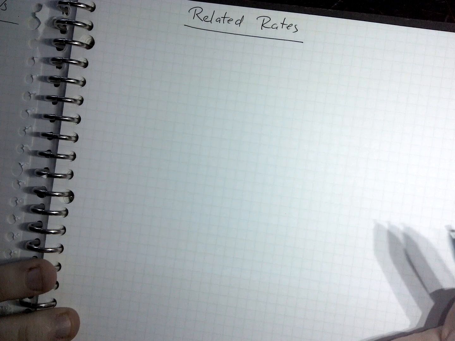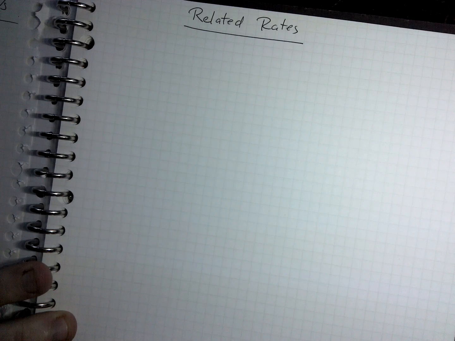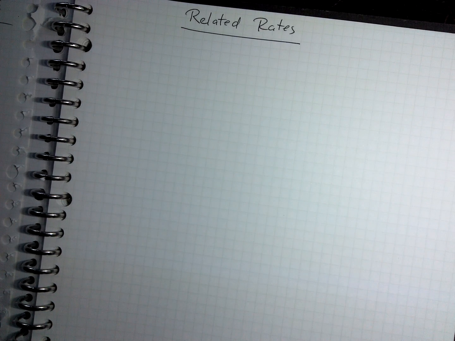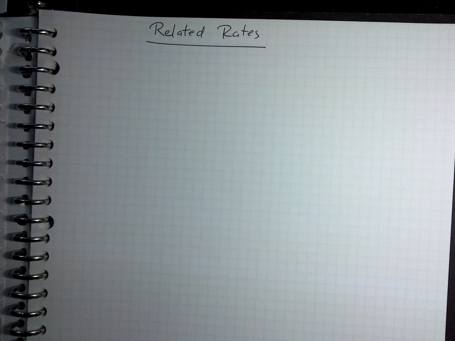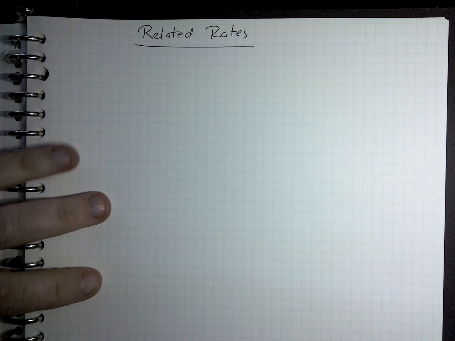So I want to talk about related rates. When we did implicit differentiation, we took the derivative with respect to x. So whenever we had to mess with the y, we always tacked on a dy/dx. But there's no reason we have to take the derivative with respect to either variable. If we want, we could take the derivative with respect to w.